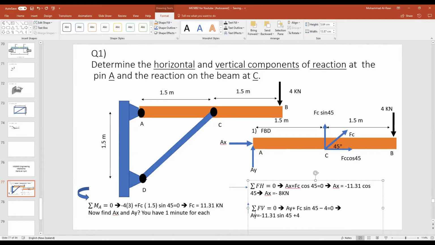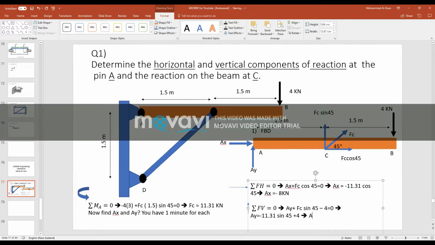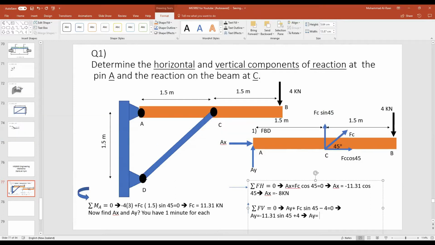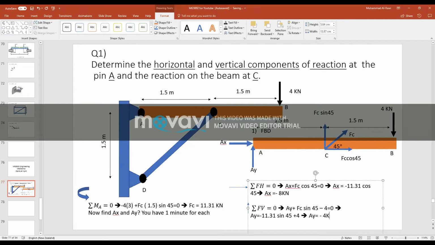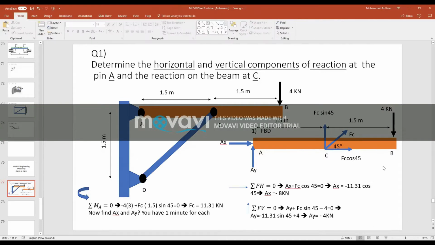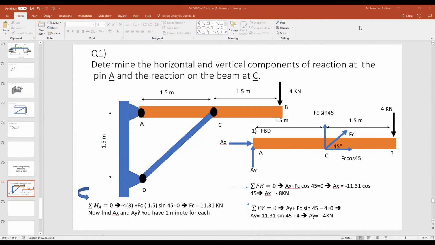We'll just push this to the second line so it doesn't confuse anyone. And this will lead you to an answer. Can you guess what's the answer for AY, please? What I'm getting here? Surprise, surprise. The answer for AY, in my case, I got negative 4 kilonewtons. Now, what does that mean to me? That I also assumed the direction for AY wrong, but it doesn't matter because the solution starts correcting me to get to the right answer.